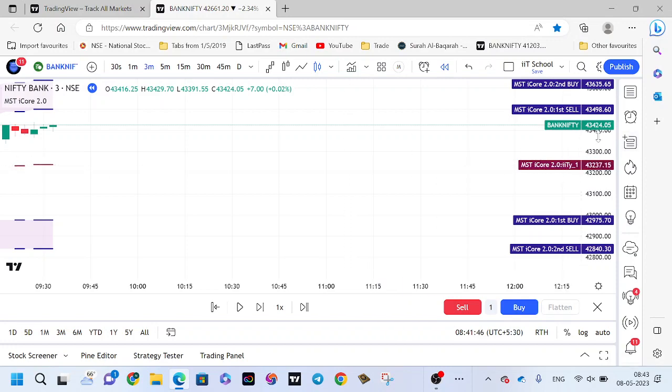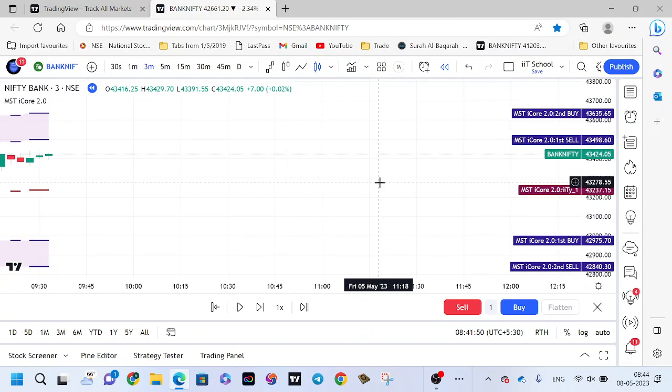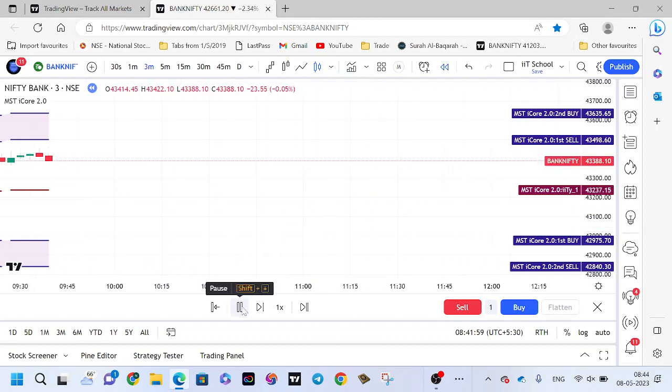So per day, only one trade. If buy is activated, there is no sell. If sell is activated, there is no buy. If you are an aggressive trader, you can trade both sides. It depends on you. So now again I am running the market.